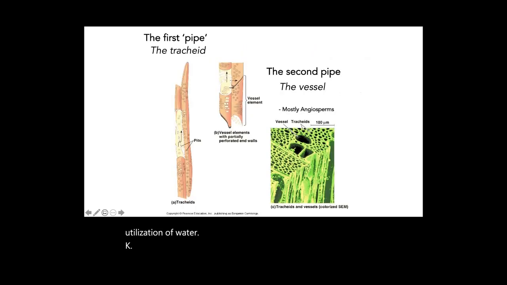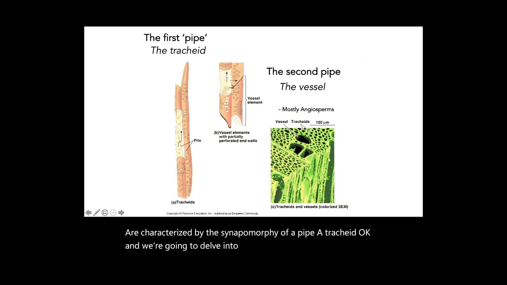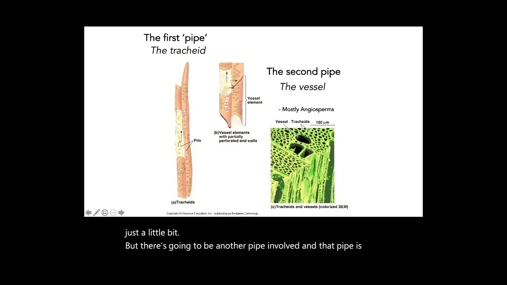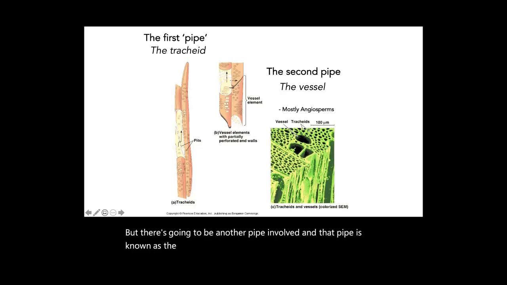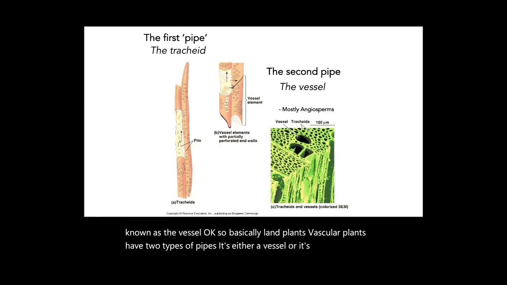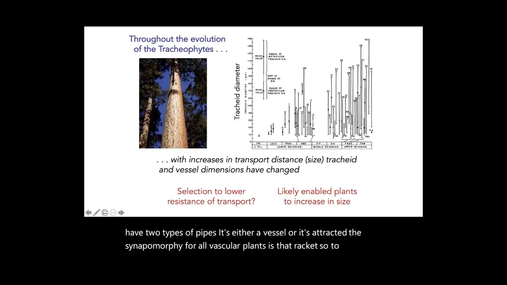So pipes. The vascular plants are characterized by the synapomorphy of a pipe, a tracheid, okay? And we're going to delve into some details of what tracheids are in just a little bit. But there's going to be another pipe involved, and that pipe is known as the vessel, okay? So basically, land plants, vascular plants, have two types of pipes. It's either a vessel or it's a tracheid, okay? The synapomorphy for all vascular plants is the tracheid, so the tracheid came first.